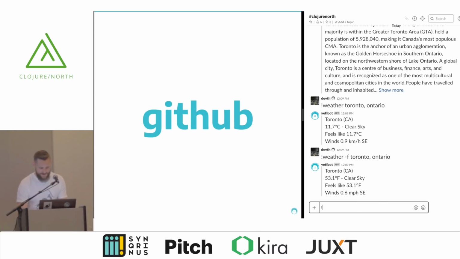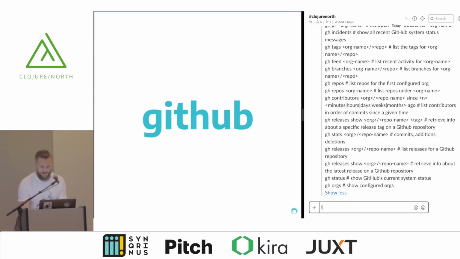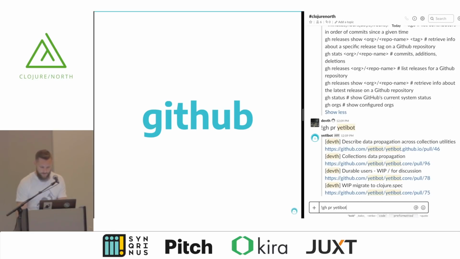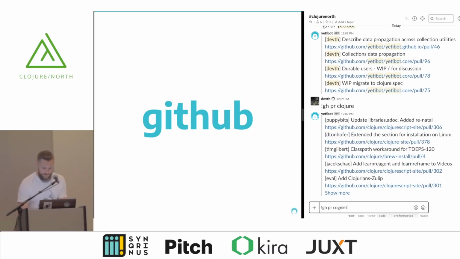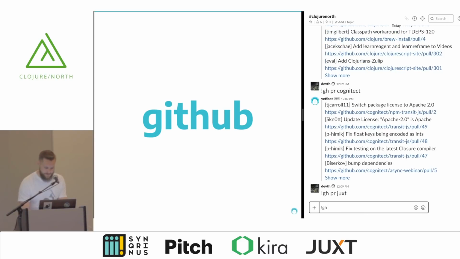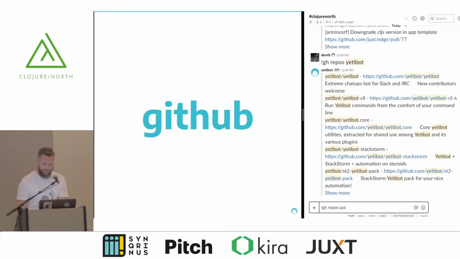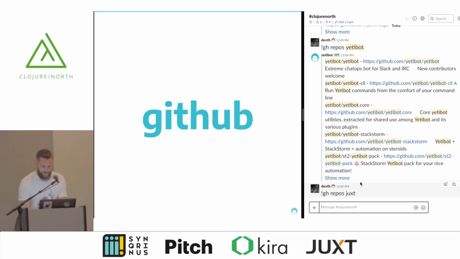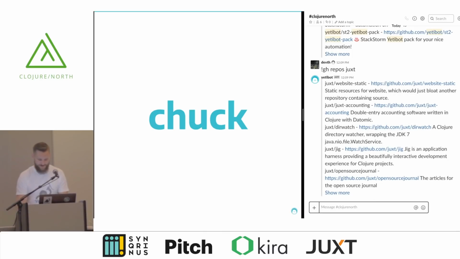It also has GitHub integration. On any command, you can ask for help and see all the subcommands available. For example, we could list the open PRs on a given org, like Yetibot, or say we want to look at Clojure, or Cognitect, or Juxt, and so on. We can also list repos. It also has lots of fun and strange commands built in.